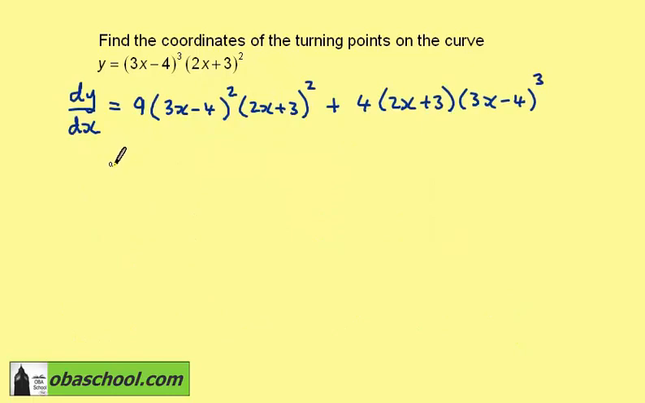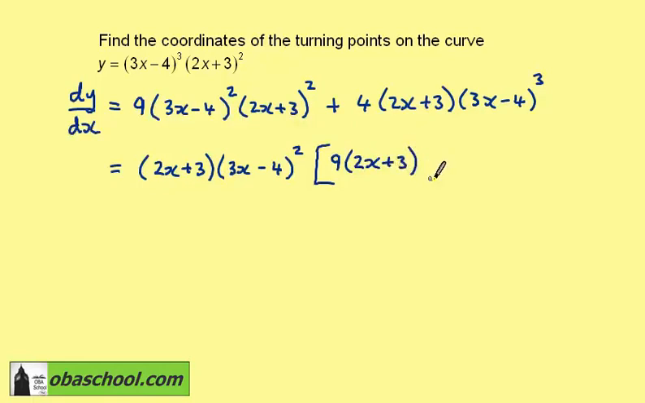For turning points, we do need to tidy this. If we look for common factors, we can see that 2x + 3 is a common factor, and (3x − 4) squared is a common factor. What we have left is a 9 and a (2x + 3) in the first term, and in the second term, a 4 and a (3x − 4).